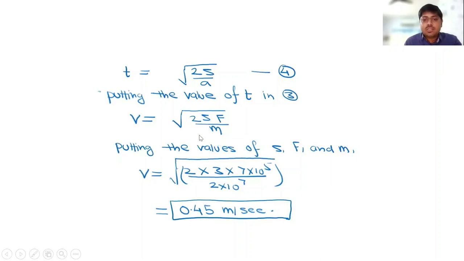Putting the values of all these three parameters, s, f, and m, we can calculate the velocity from this relation, and it comes out to be 0.45 meter per second. So this is the final answer. This is the final velocity that was attained by the ship when it was dragged by a distance s by the given force that was applied on the ship. Now let's move to another problem.